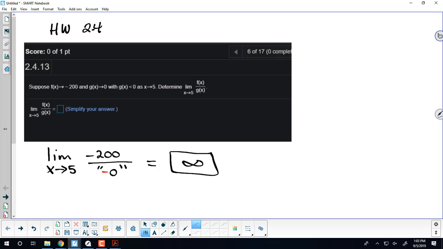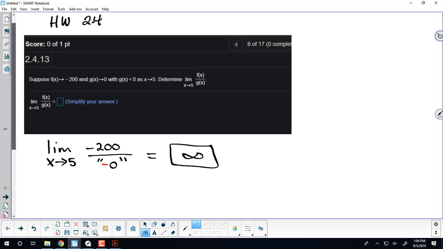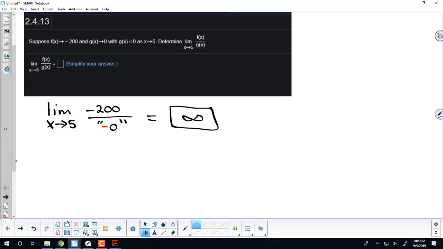And what does that tell us about this function f of x over g of x? What do we know? Asymptote at 5. Yeah. What kind of asymptote? Vertical, right? This is common notation for therefore. Therefore, we'll write f of x over g of x has a vertical asymptote at x equals 5.